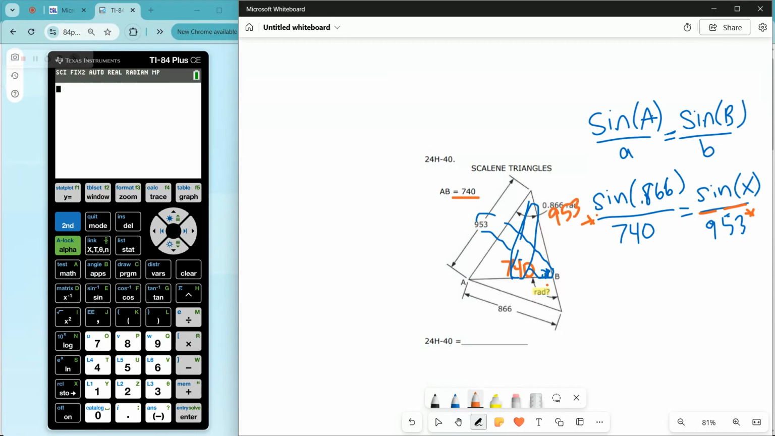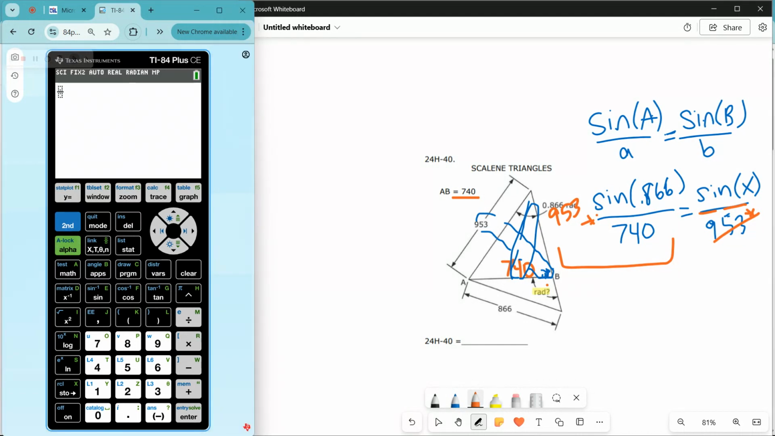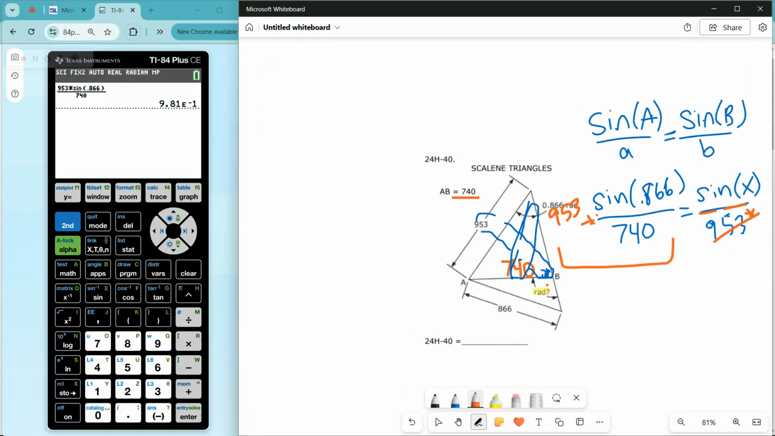And again, you're writing this really small, I know I'm writing it really big. And then this right here is going to be a decimal that equals sine of x. So you can type that in. I like to use alpha y equals for my busy fractions. So 953 times sine of 0.866 over 740. You could have closed off that 0.866, it's fine. And then if I want to solve for x, I need to do the inverse sine.